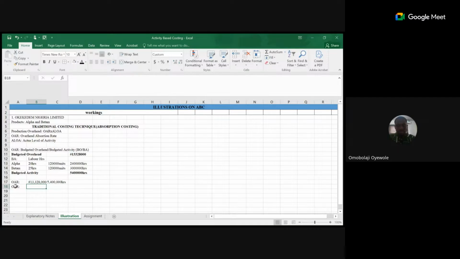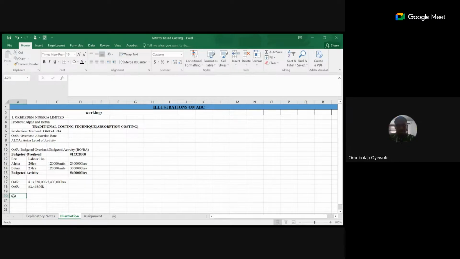13,328,000 divided by 5,400,000. That'll give us what? 2.468. So that's 2.468 per what? Per hour. So that's our OAR.